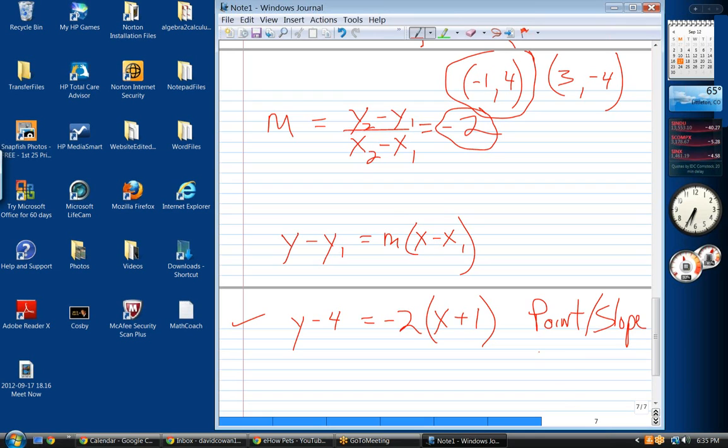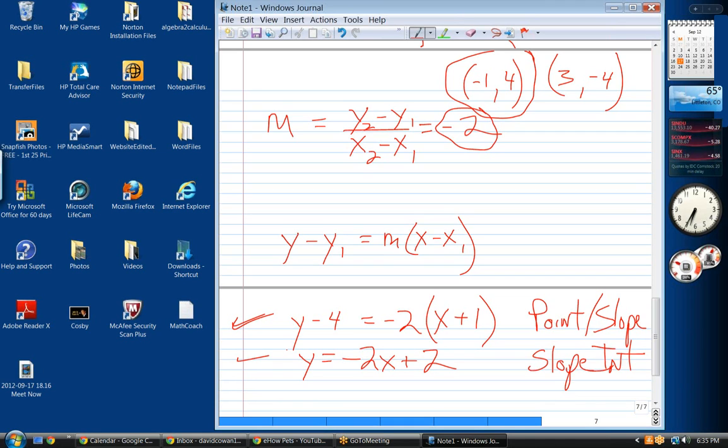Okay, to get it into slope-intercept format, we just solve it for y and distribute everything. So y is going to be equal to -2x minus 2, but then when I move that 4 to the other side, it becomes a +2. So all I did is I manipulated the point-slope format and solved for y. And I end up with the slope-intercept format.